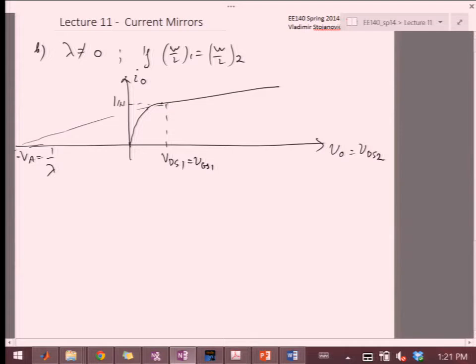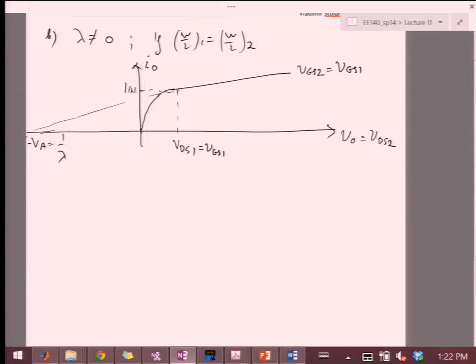Now, if my VDS2 is larger, then this curve here is VGS2, but that equals VGS1. So if I'm changing the output voltage, I really am going around this curve. Okay? So if VDS2 or V out is equal to VDS1, then I'm at this same point. So only at this point, IO is equal to I in.